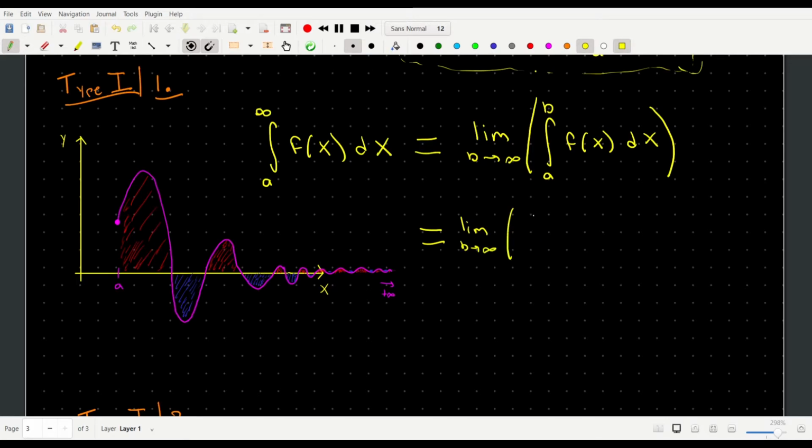And if we have the antiderivative F here, this is just going to be the same thing as the limit as b goes to infinity of F of b minus F of a. So in general, the limiting behavior of the antiderivative function as b goes to positive infinity is going to determine for us the value of this improper integral. So this is improper integrals of type 1, subtype 1.